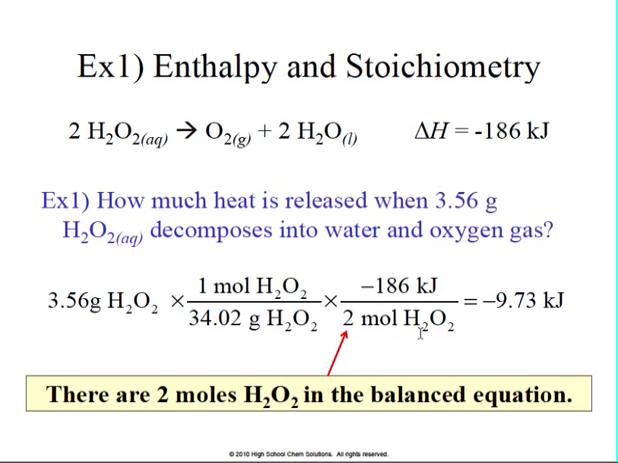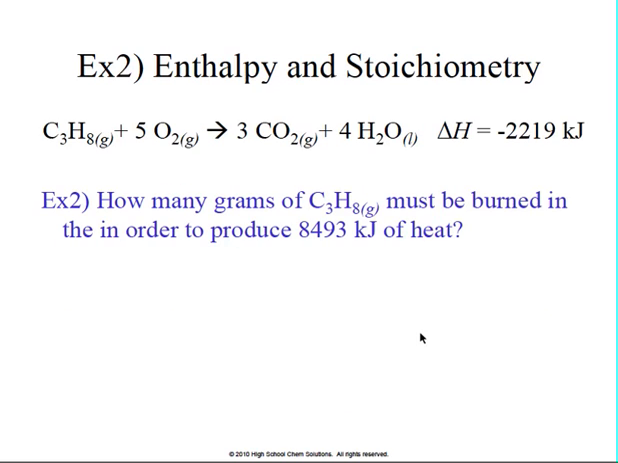So here's another example. In this case, propane plus oxygen, propane is found in your barbecue, okay, plus oxygen makes 3 moles of carbon dioxide and 4 moles of water. The delta H is negative 2,219 kilojoules. That's a lot of energy, okay?